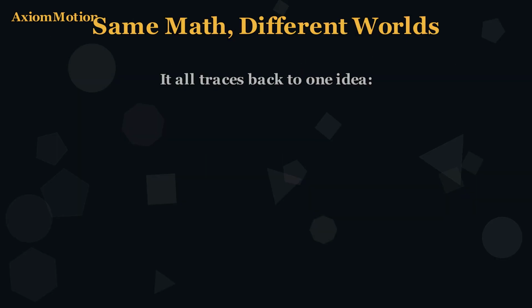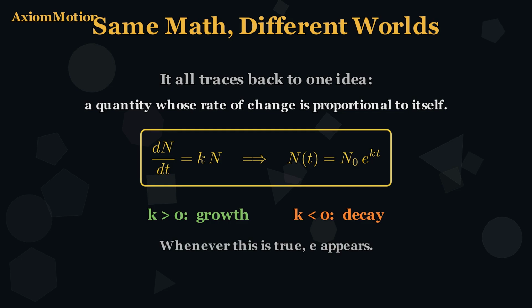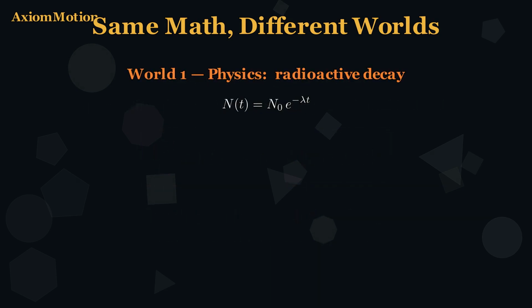We have followed compound interest from a single coin to the number e. But here is the twist that makes it truly universal. Strip away the dollars, and what remains is one idea. A quantity whose rate of change is proportional to its own size. That gives the equation dN/dt = kN, whose solution is N0 times e^(kt). When k is positive, things grow. When k is negative, they decay, and wherever this pattern appears, e appears with it.